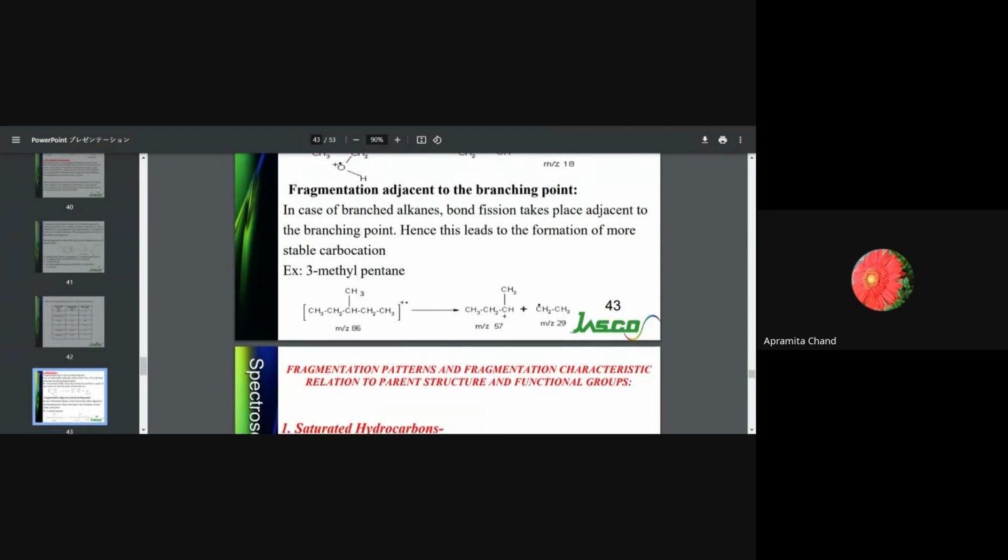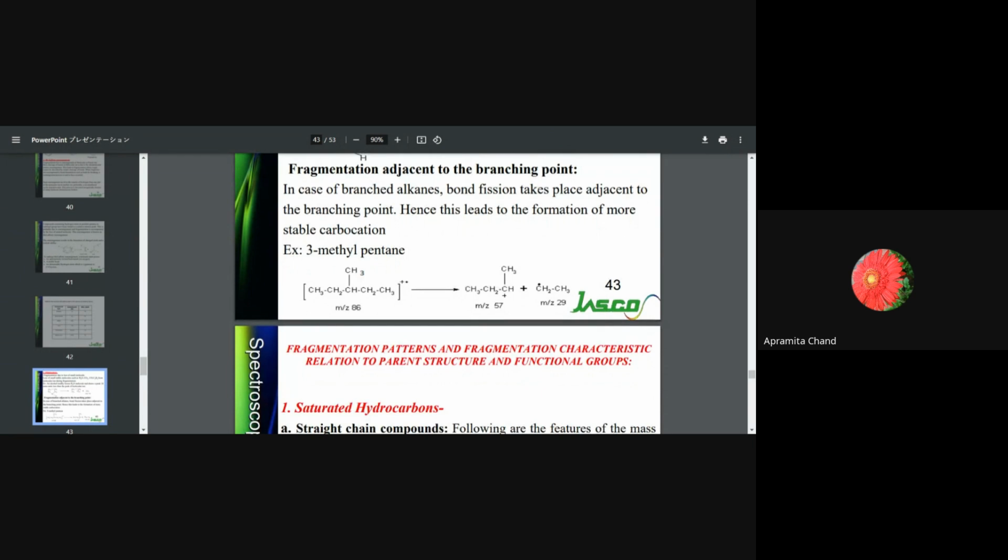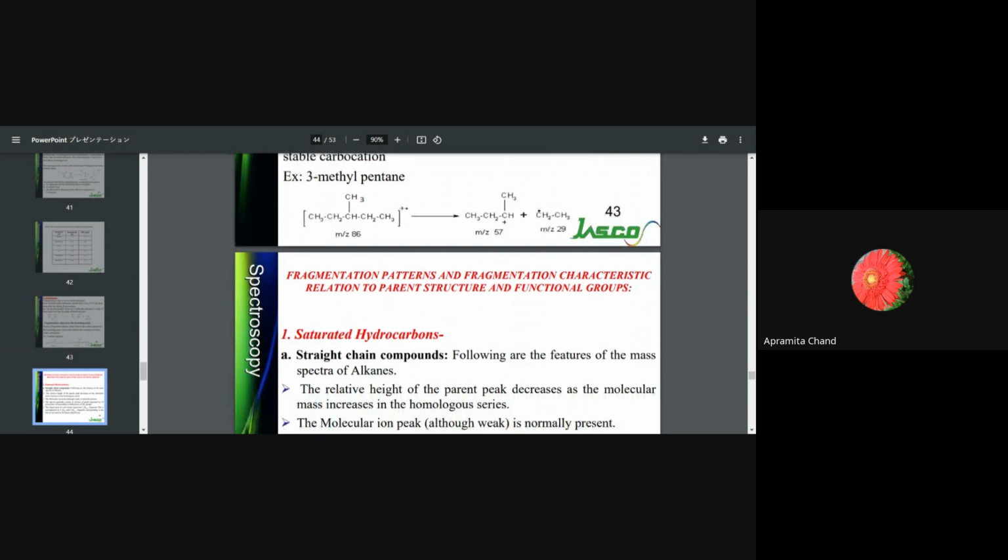अगर हमारा alkane branched है, if you have a branched alkane, the bond fission can take place adjacent to the branching point. So this leads to formation of more stable carbocations. For example, 3-methyl pentane. तो एक हम लोग का m/z at 57 मिल गया. For m/z 86, you can clearly see कि यहाँ से ये particular bond rupture हुआ है. So this particular branch is coming out as a peak at m/z 57.